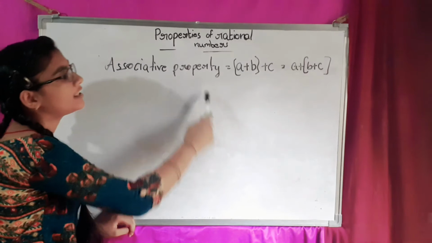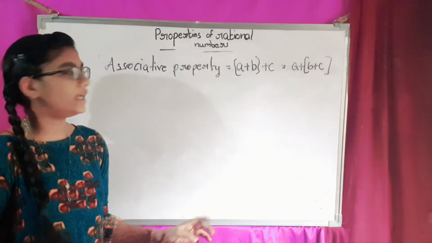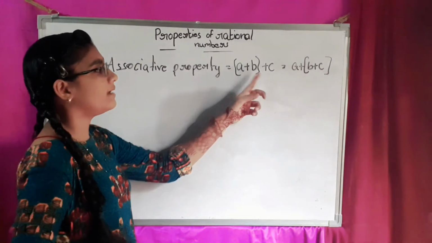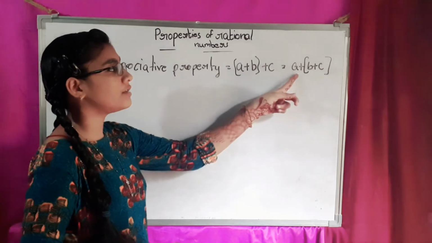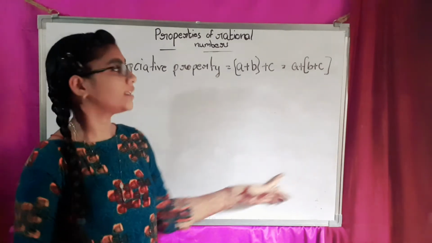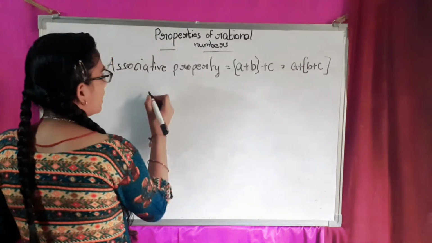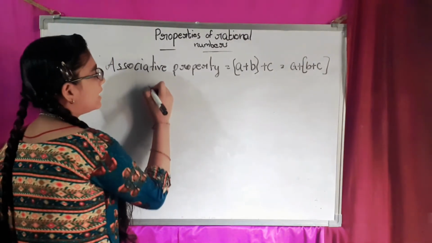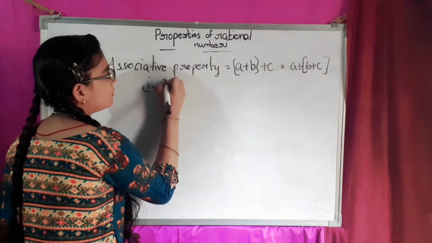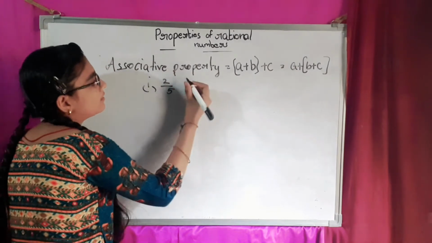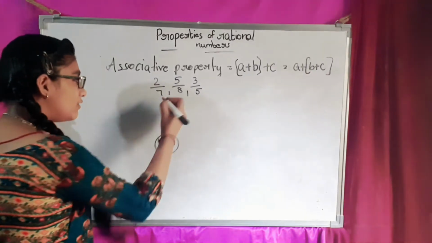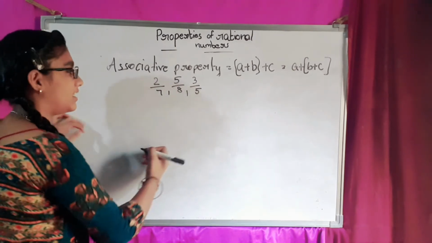We will do the associative property. Associative property means (A plus B) plus C is equal to A plus (B plus C). Here we will use BODMAS rule. Now we will do addition first, 2 by 5.